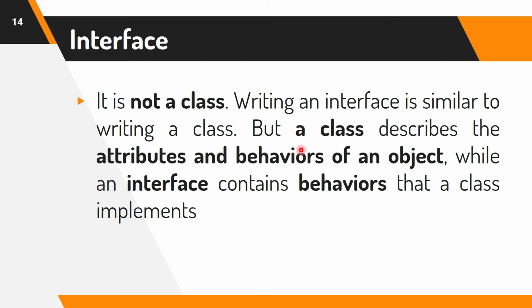But take note, a class describes the attributes and behaviors of an object. So, class, kasali na rin dito yung abstract class. We can declare for instance variables. We can declare for methods. But in an interface, it only contains behaviors that a class implements. So it's just purely methods.